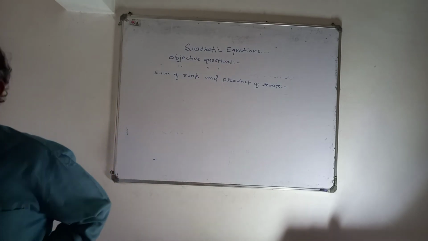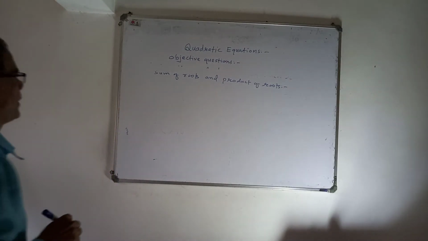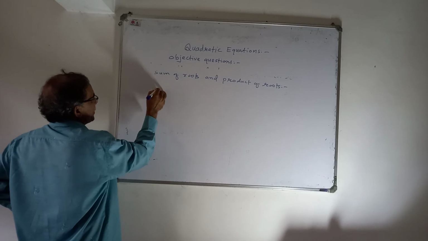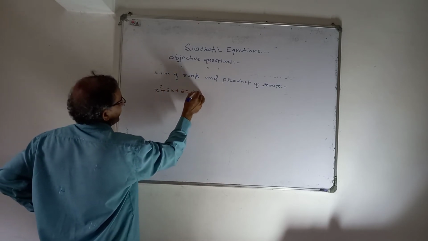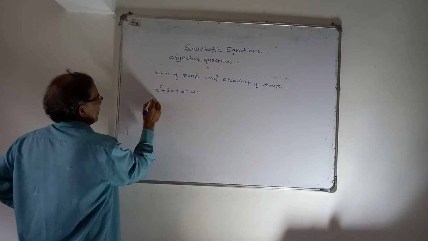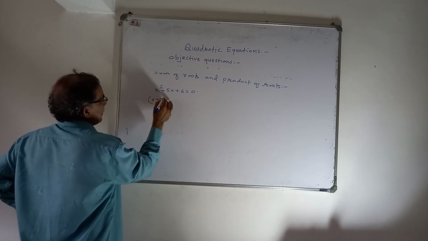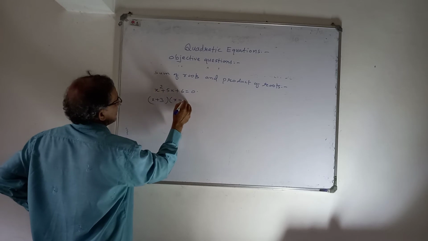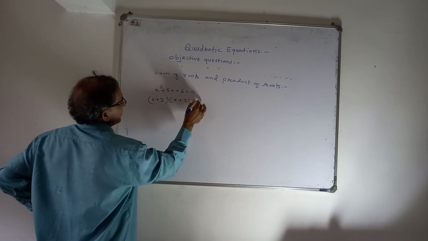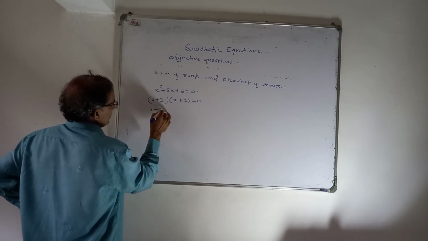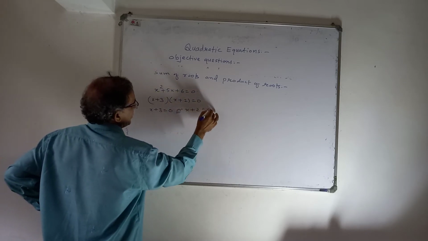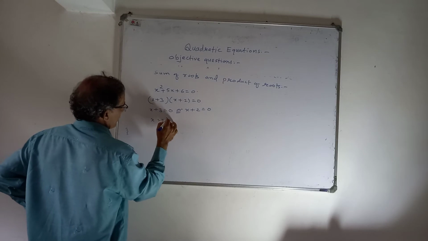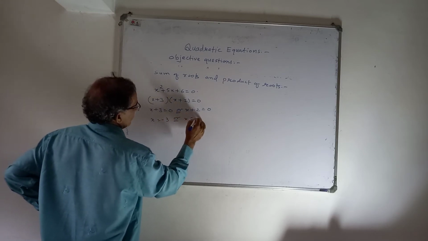How to find sum of roots and product of roots? Now see here, I shall give you the earlier example which you have taken. x square plus 5x plus 6 is equal to 0. So (x plus 3)(x plus 2) is equal to 0. x plus 3 is equal to 0 or x plus 2 is equal to 0. So x is equal to minus 3 or x is equal to minus 2.